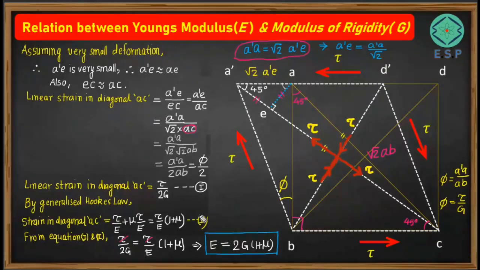So we can equate equation 1 and this equation 2 because both of them represent the linear strain in the diagonal AC. If you equate them, the shear stress part will be cancelled out. So we will get 1 upon 2G equals 1 upon E times 1 plus mu, and if you simplify this, you will get Young's modulus equal to 2G into 1 plus mu. So this is the relationship between Young's modulus and modulus of rigidity.